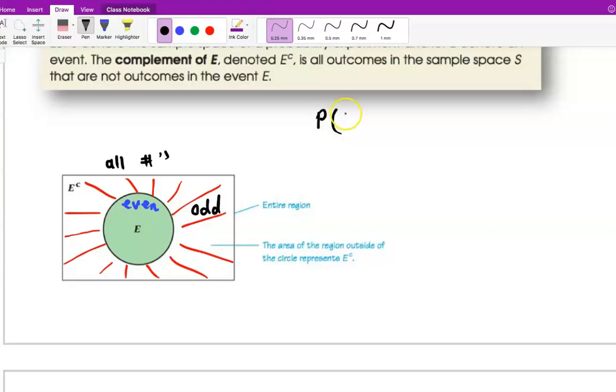So probability of complement of E is equal to 1 minus probability of E. And also here in this part, this is probability of our sample space, and that is equal to 1. So this one is probability of sample space.